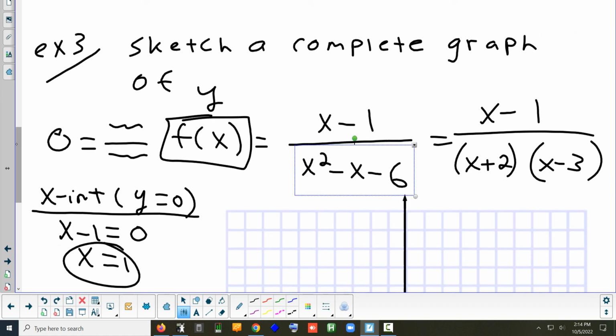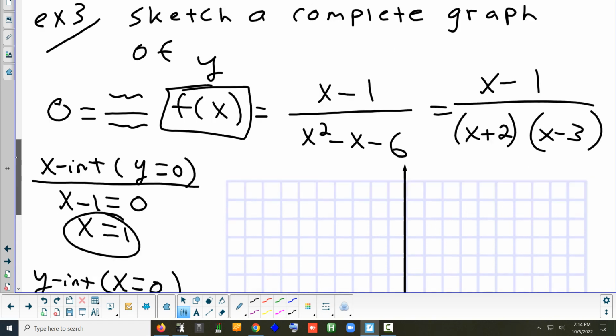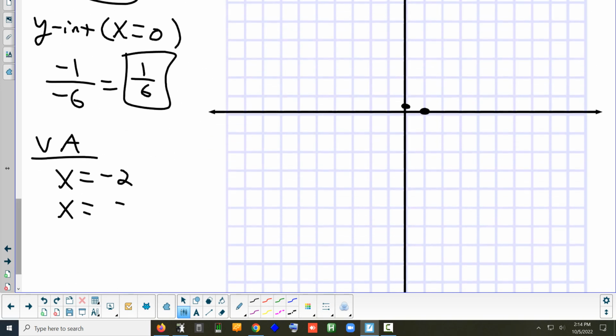What would you plug in for x to make the denominator 0? Two values. Negative 2 and 3. So we can write them down, but what's more important is we put them on the graph. X equals negative 2, x equals positive 3. Those are your vertical asymptotes.